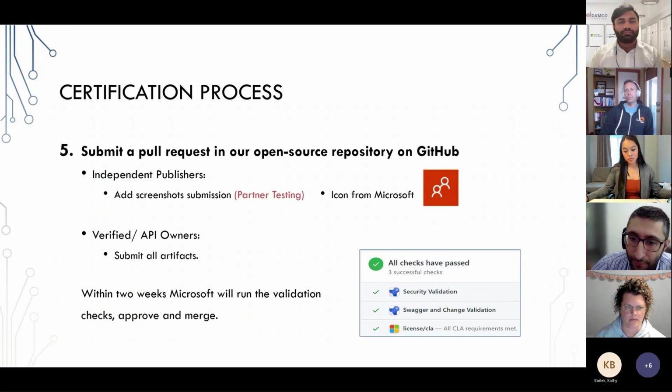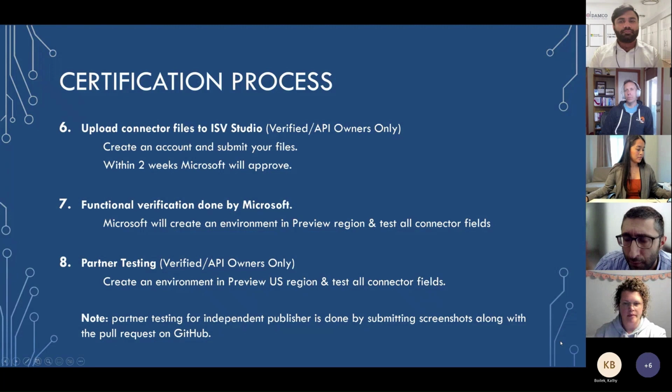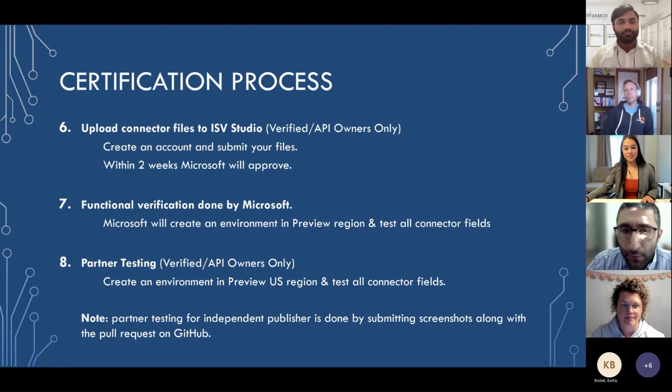And it's required for all partners to sign this agreement in GitHub. Usually it takes 2 weeks for Microsoft to review your PR, but now we are taking within 1 week to review the PR and move forward. After the PR is merged and approved, we will ask verified publishers only to take the same artifacts that they submitted in GitHub, and they can use their latest commit ID from GitHub to submit to ISV Studio. For independent publishers, this step is not required at all.